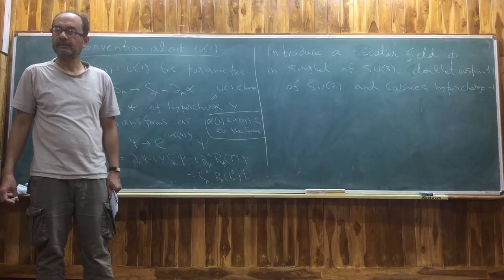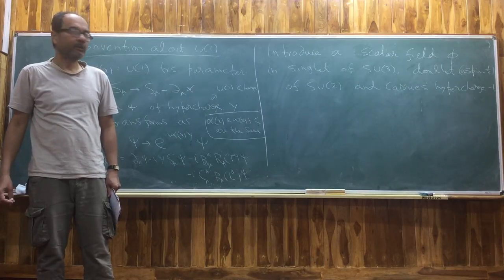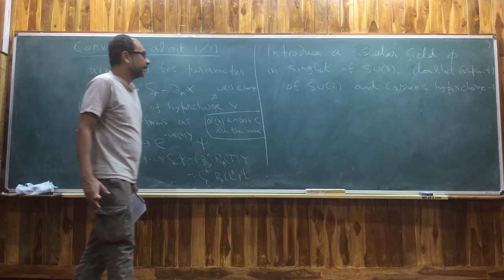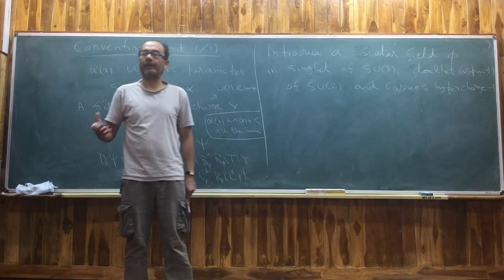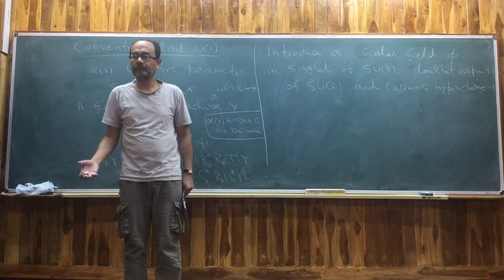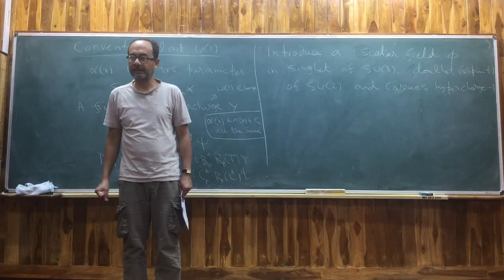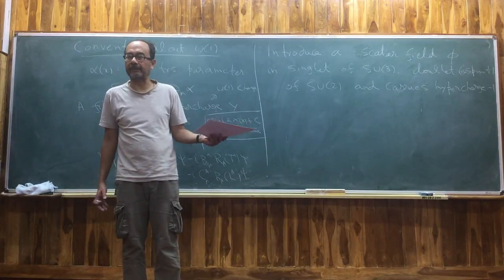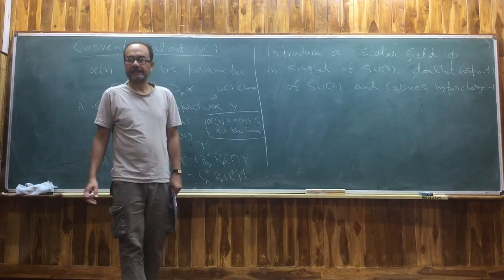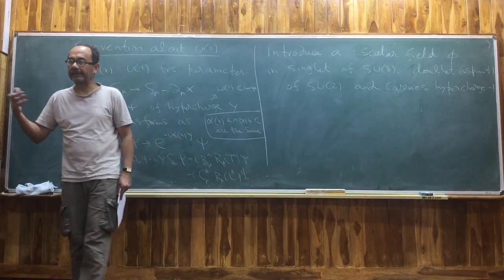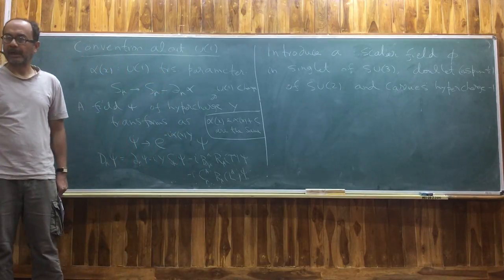Doublet under SU2, is this some guesswork or is there some experiment? Well, it's guesswork in the sense that you could also try to break with a triplet or with multiple triplets, but it's just that the experiment doesn't agree with this. So it's determined by experimental input, how you should break it.